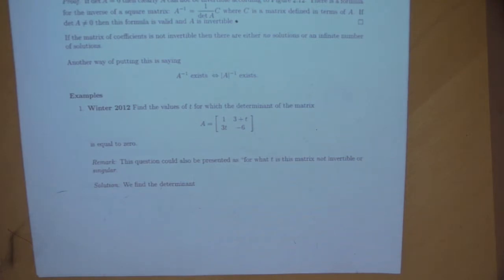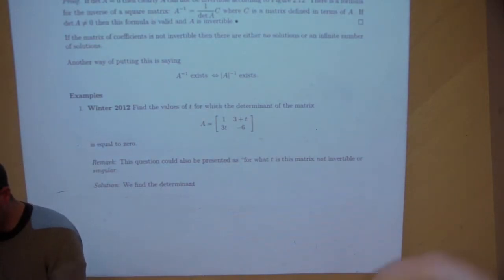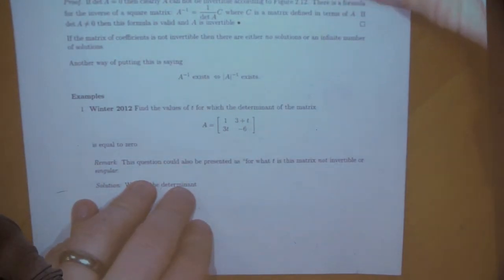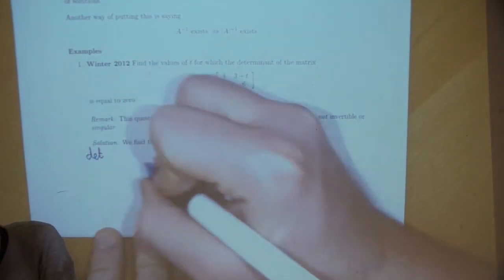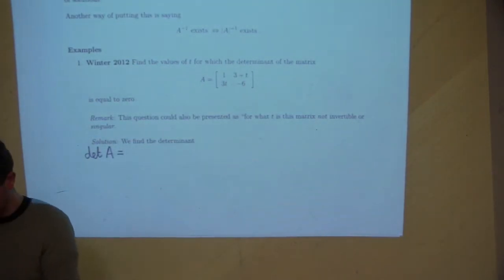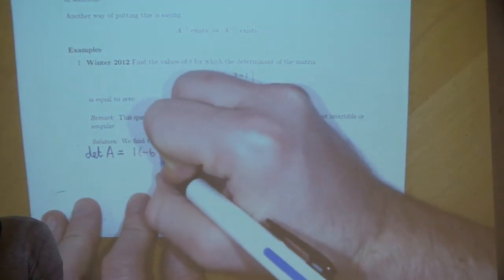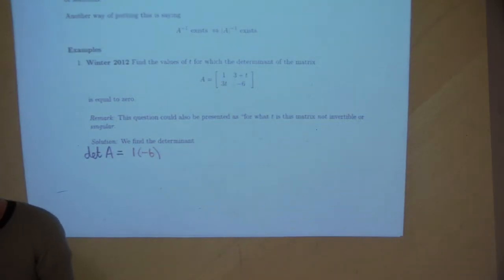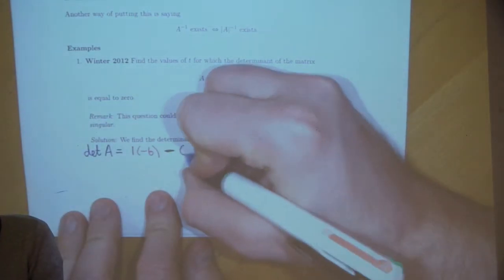So this question could also be presented: for what value of t is this matrix not invertible? So we find the determinant of the matrix, which is right-down diagonals minus left-down diagonals, and we're going to solve it equals 0. So the determinant of A is equal to the right-down diagonals, 1 by minus 6, take away 3 plus t times 3t.